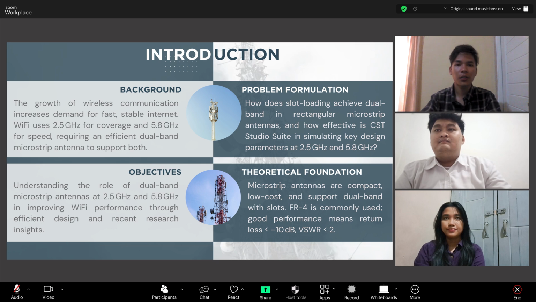4. Theoretical foundation. Microstrip antennas are compact, cost-effective, and suitable for dual-band use, especially when integrated with slot structures. FR4 is commonly used as the substrate. For good antenna performance, a return loss below minus 10 dB and a VSWR value below 2 are desired.